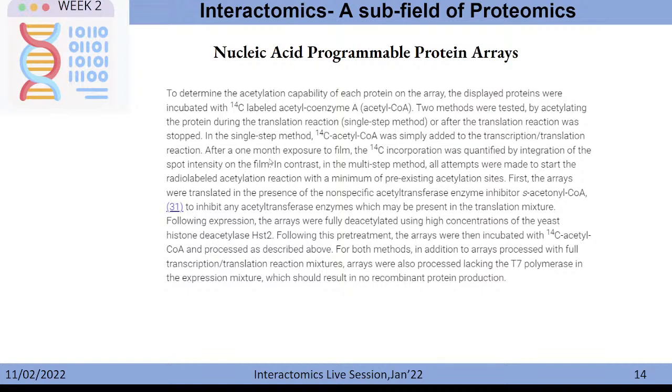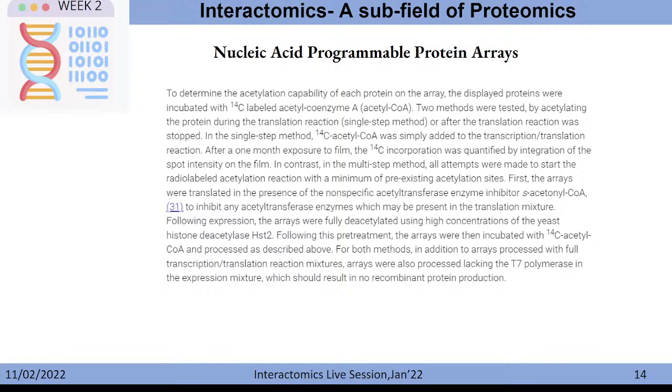In contrast, in the multi-step method, all attempts were made to start the reaction with a minimum of pre-existing acetylation sites. The arrays were translated with a non-specific acetyltransferase inhibitor, S-acetyl CoA. So in the multi-step process, they used an acetyltransferase inhibitor as well, so that it can help in inhibiting all those acetyltransferases which would help in the acetylation.